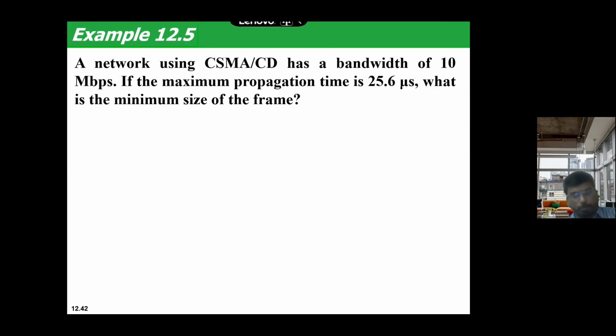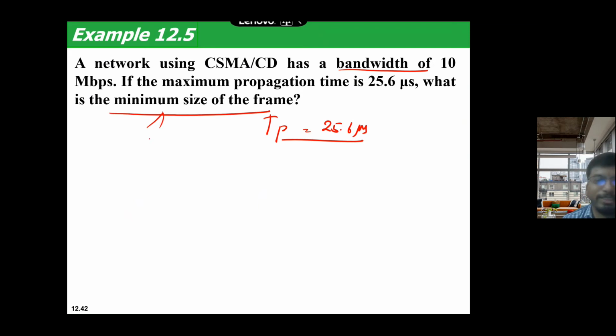Now look at this problem. You can make a note of it. There is a bus network which is using CSMA/CD, and the bandwidth of the bus is 10 Mbps, so it could support a maximum of 10 Mbps speed. Given in the question, the maximum propagation delay is 25.6 microseconds. Can you find out the minimum size of the frame that the device has to transmit for CD, collision detection, to be effective? Can you now work it out?